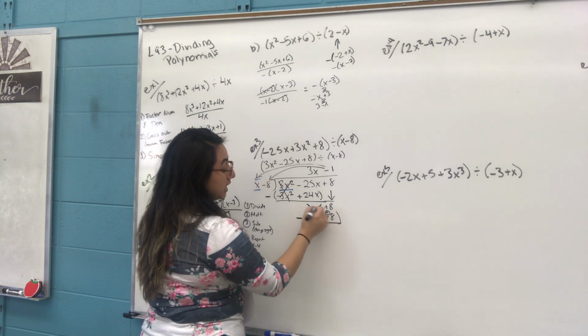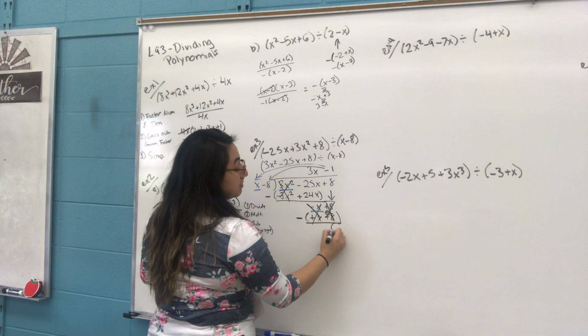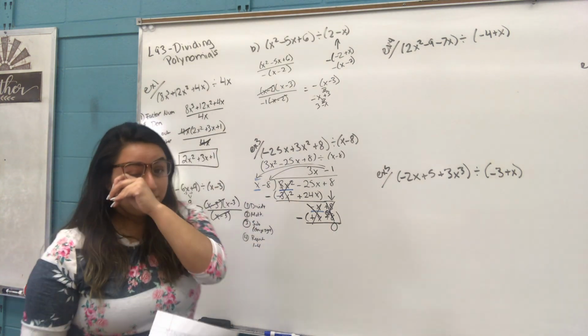So these cancel out. Negative x plus x cancel out. 8 minus 8, they also cancel out. That means your remainder is a remainder of 0. So you just go step by step into solving these type of problems.